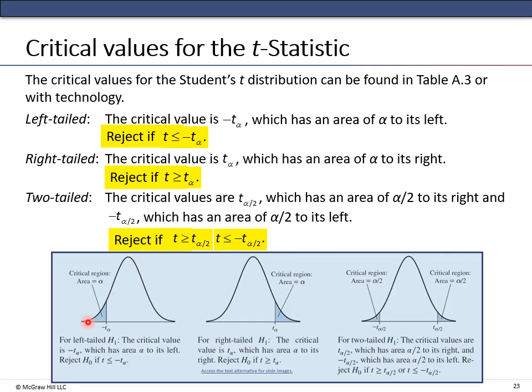And so what this means is that if our test statistic is in the shaded areas here, then we're going to reject the null hypothesis.